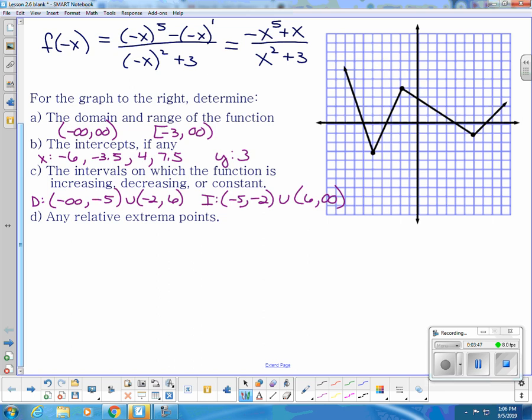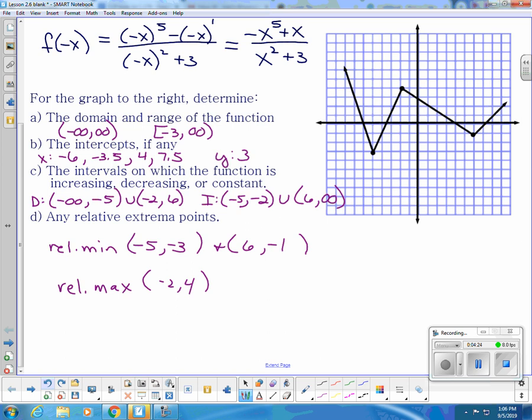Any relative extremas? Do we have any relative mins? Okay, what are the coordinates? Negative 5, negative 3, and also there's another one, 6 and negative 1. Yeah? We're looking for turning points. Hilltops, valleys, things like that. And our max is at negative 2, 4. We're good. Golden. Awesome. Okay.